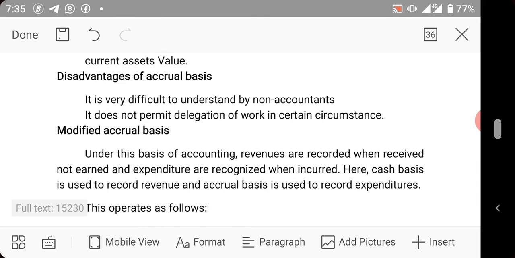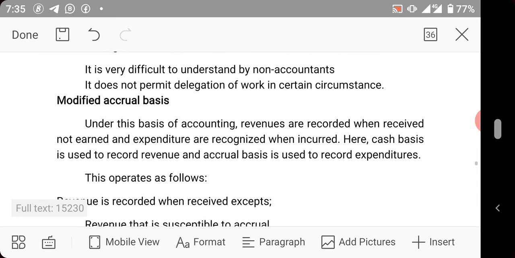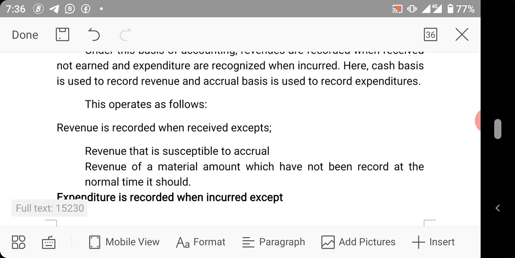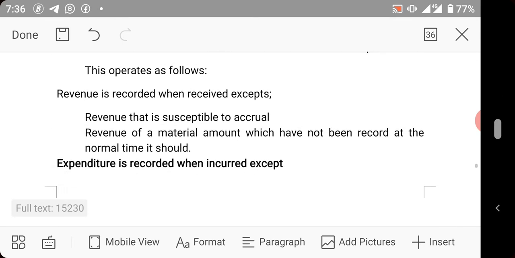Now we'll look at modified accrual basis. Modified is saying revenue should be recorded when received, not when earned, and expenditure is recorded when incurred. Here, cash basis is used to record revenue, and accrual basis is used to record the expenditure. That is what modified is saying. So note that in your notes. You can always come back to listen to this class again.